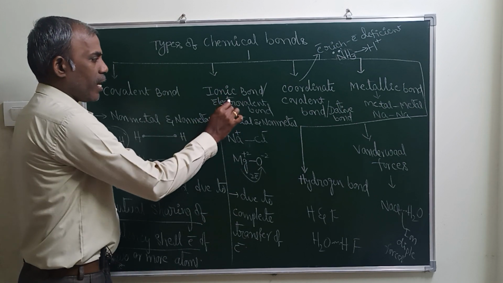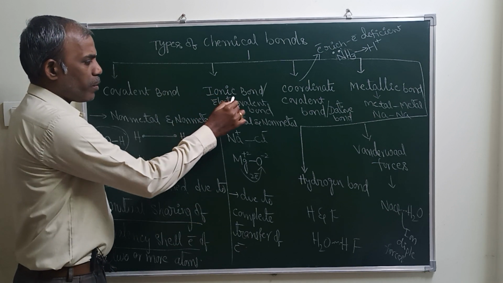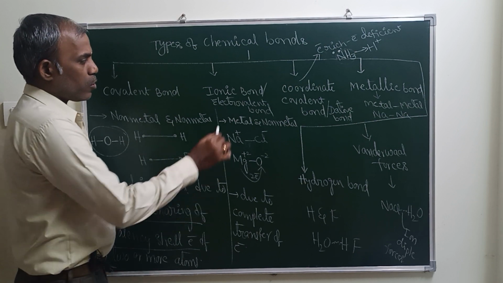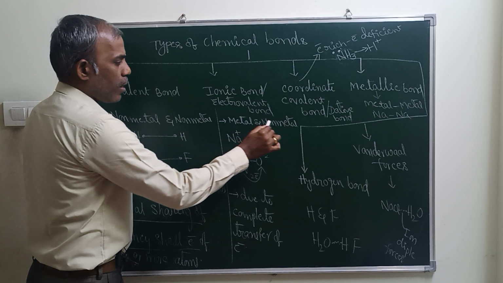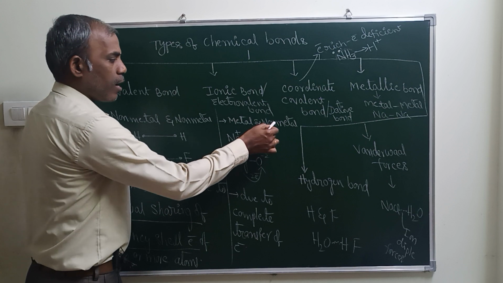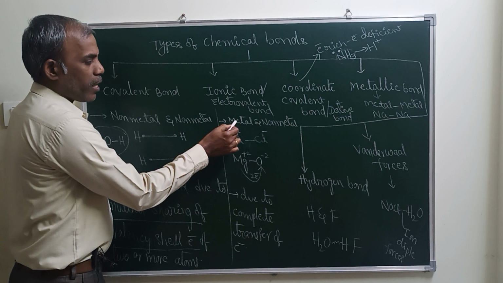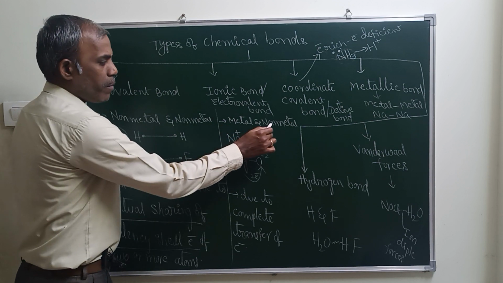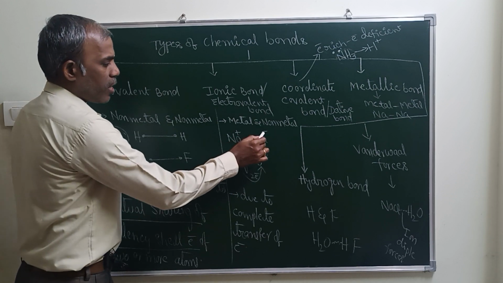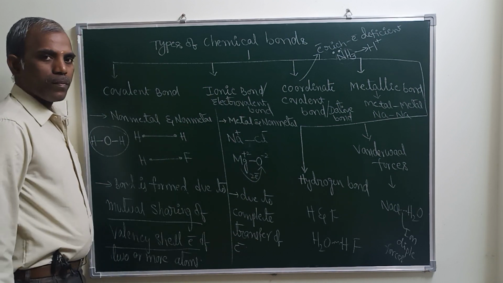Now coming to ionic bond, which is also called electrovalent bond. The name itself indicates the bond is formed between ions. What type of ions? Oppositely charged ions. So this bond is formed between metal and non-metal. That you know very well, metals are ready to lose electrons and non-metals are ready to accept electrons. When metal is ready to lose electron, it forms a positive charge, and when non-metal is ready to accept electron, it gains negative charge. Oppositely charged ions attract each other. That attractive force is termed as ionic bond.